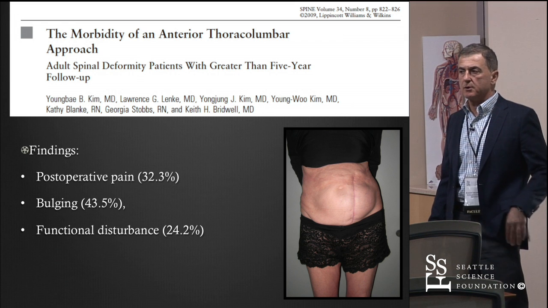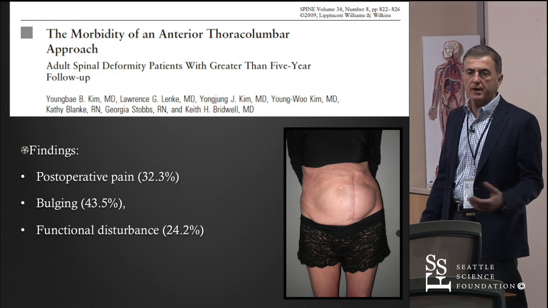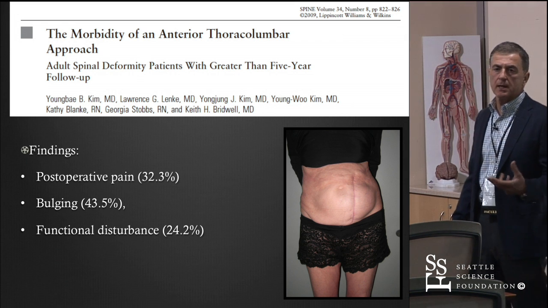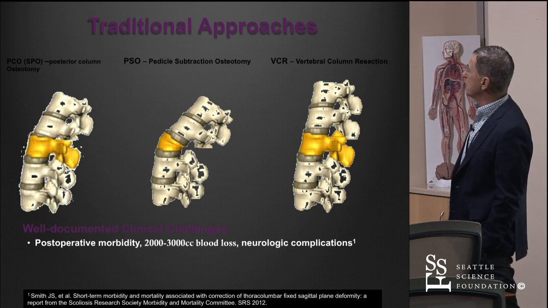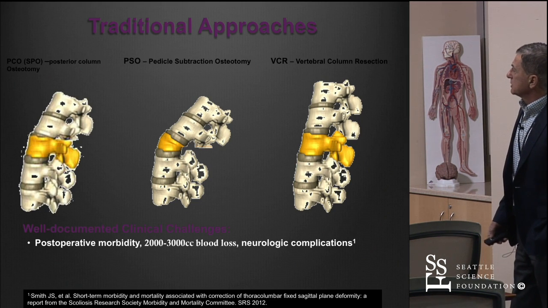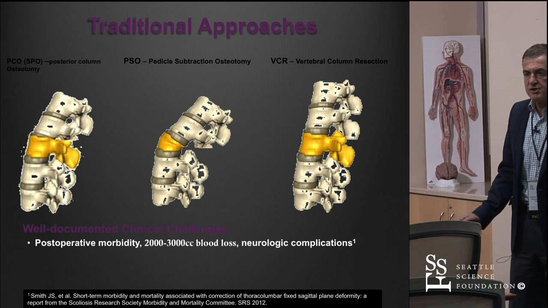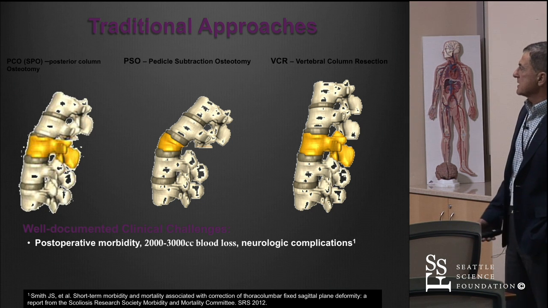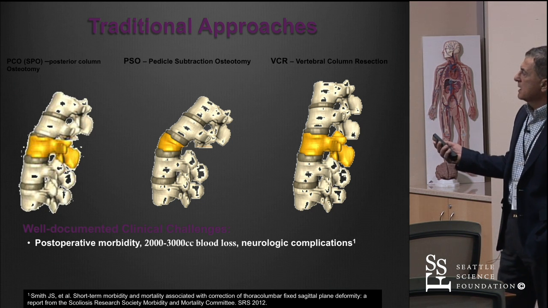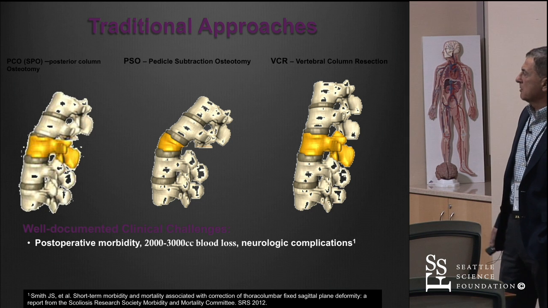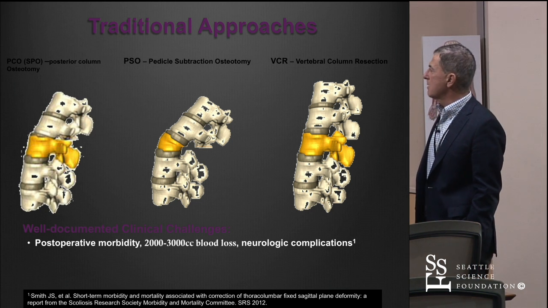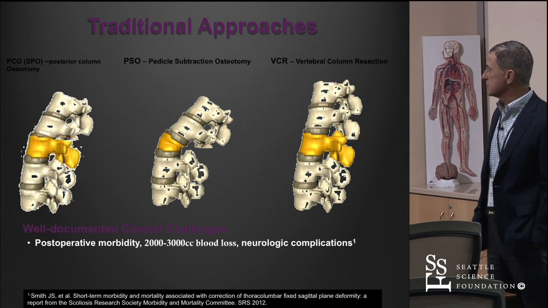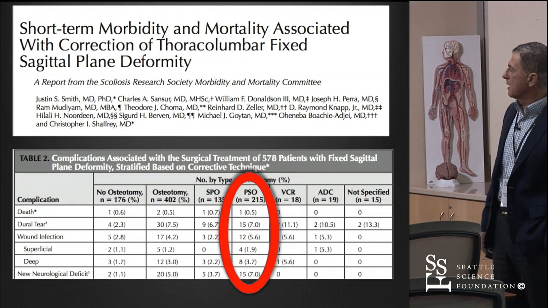This is due to what we call pseudo hernia. It doesn't have to be that you cut the nerve, but you could stretch the nerve and get that pseudo hernia. And traditional approaches, mainly posterior approaches, osteotomies, and we're discussing here SPOs, PSO, and vertebral body resection, are known to have significant morbidity, significant complications, and 2 to 3 liters of blood loss.